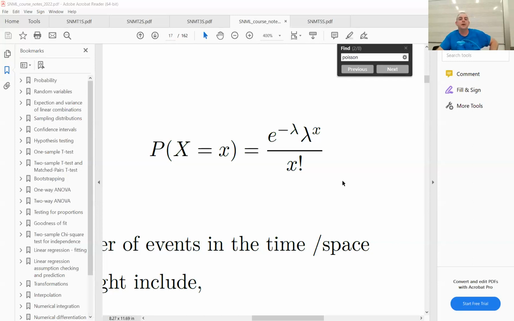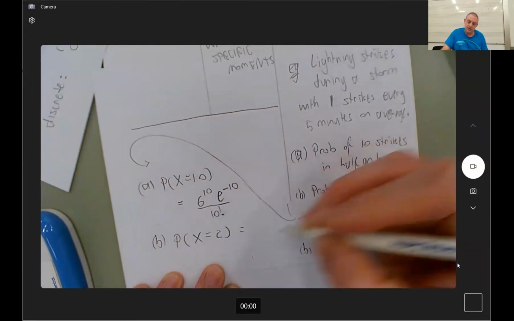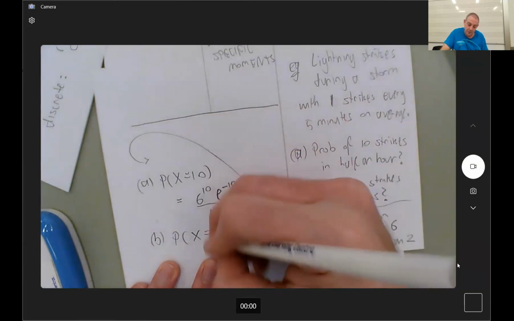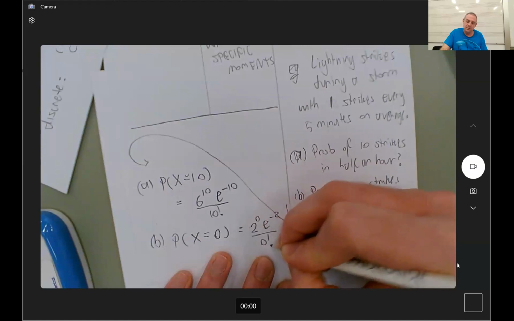That there, that lambda is the mean, which is not the same as the rate. The rate is 1/5, like 1 in 5, 1 every 5 minutes. The lambda is the actual number you expect in the time frame. And so I've got the mean to the power of the number you're thinking of divided by the number you're thinking of factorial times e to the power of minus the mean. So in B, the probability that x equals 0, because there's no strikes, is the mean to the power of 0, e to the minus the mean over 0 factorial.